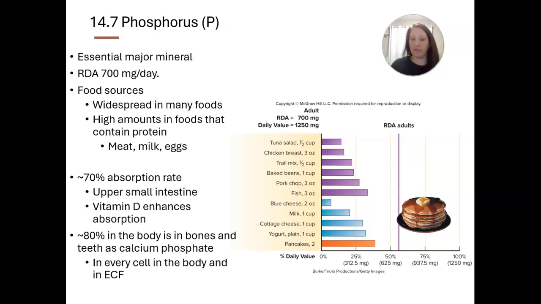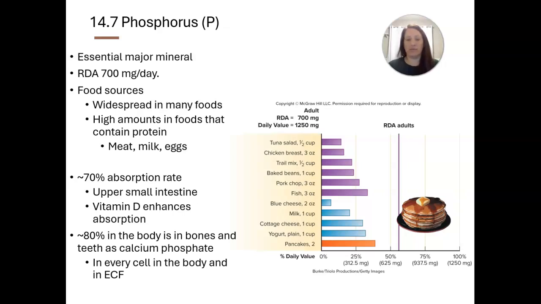Okay, we got 3 more minerals to go: phosphorus, magnesium, and sulfur. And so we'll start with phosphorus. Phosphorus's atomic symbol is P. Again, essential major mineral, just like everything we've been talking about thus far in this chapter. There is an RDA set for phosphorus. It is set for adults at 700 milligrams per day.